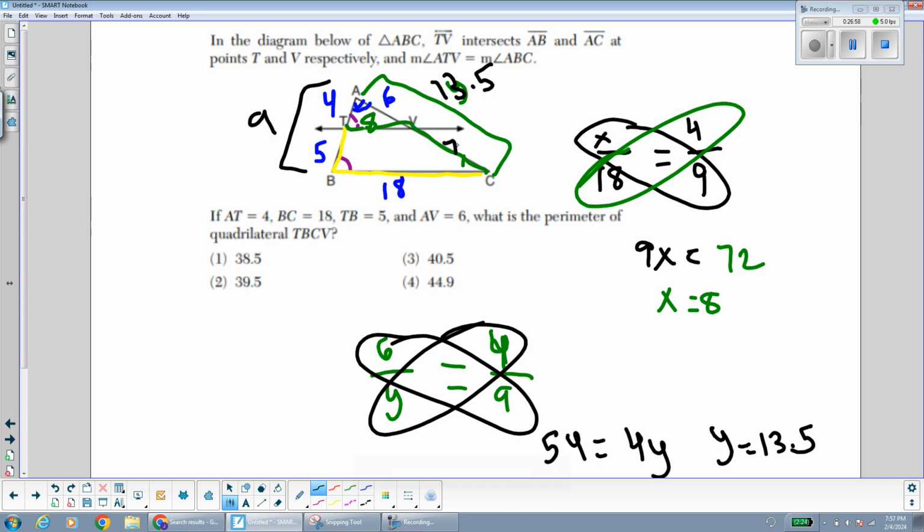So I can find the side from the quadrilateral that we actually need. Now that we have all four side lengths, 7.5 plus 8 plus 5 plus 18. So all four sides of the quadrilateral at the bottom to get the perimeter of the quadrilateral, which ends up being 38.5.